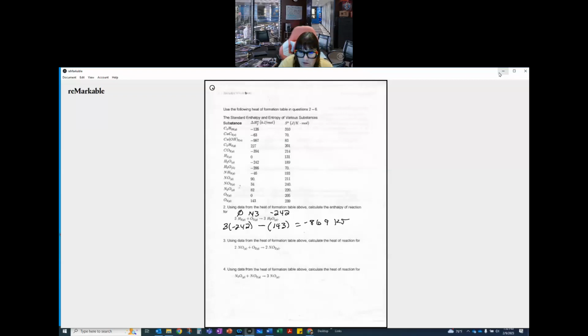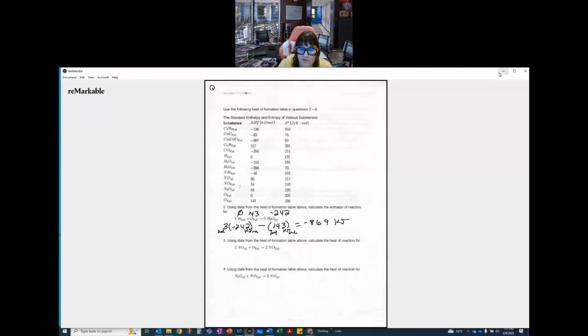And that's per 3 moles. For 3 moles. But I'm just going to leave it as kilojoules. Because this is kilojoules per mole, but I multiplied it by 1 mole. So that should be kilojoules.